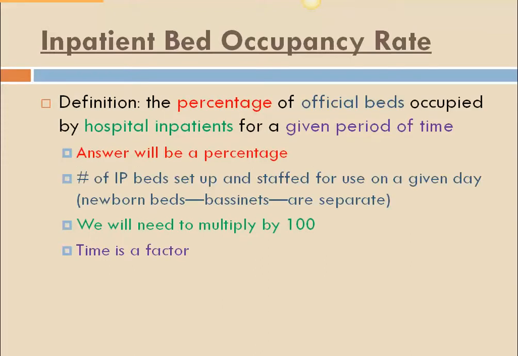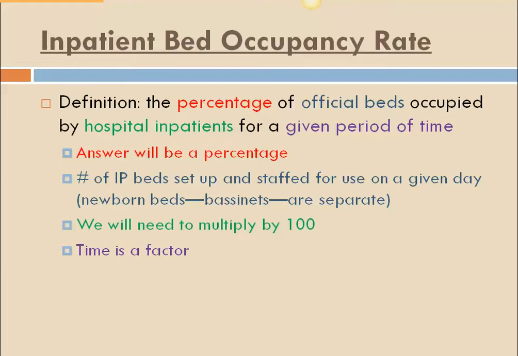The official definition of an inpatient bed occupancy rate is the percentage of official beds occupied by hospital inpatients for a given period of time. Now we're going to break that definition down and see what it tells us and what it means. First of all, we see that it says the percentage. So we know that the answer that we're looking for will be a percentage. We know that from the definition, but also because we're figuring a rate. And remember that rates are displayed as percentages.